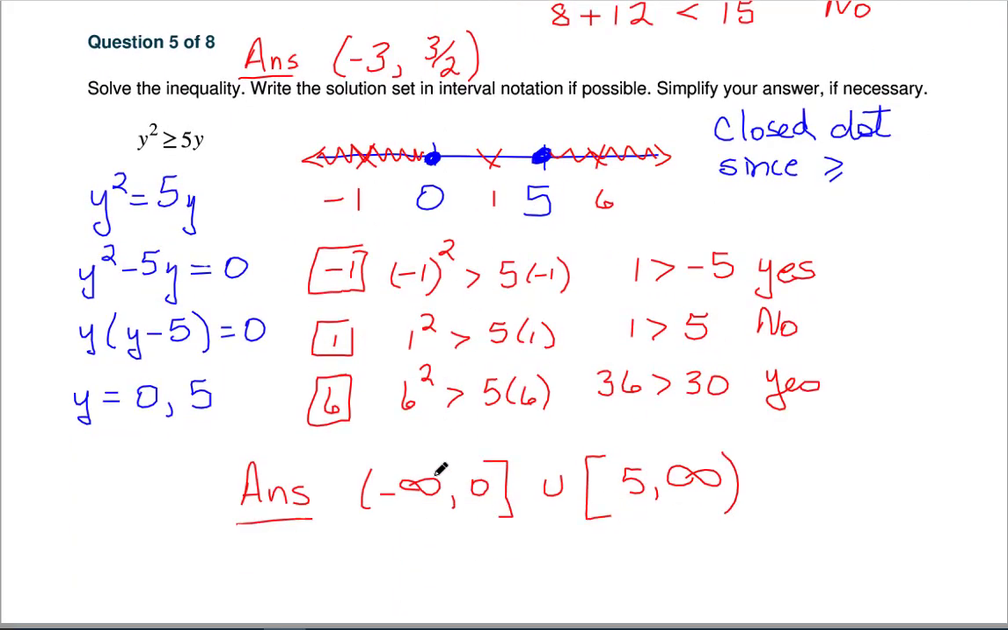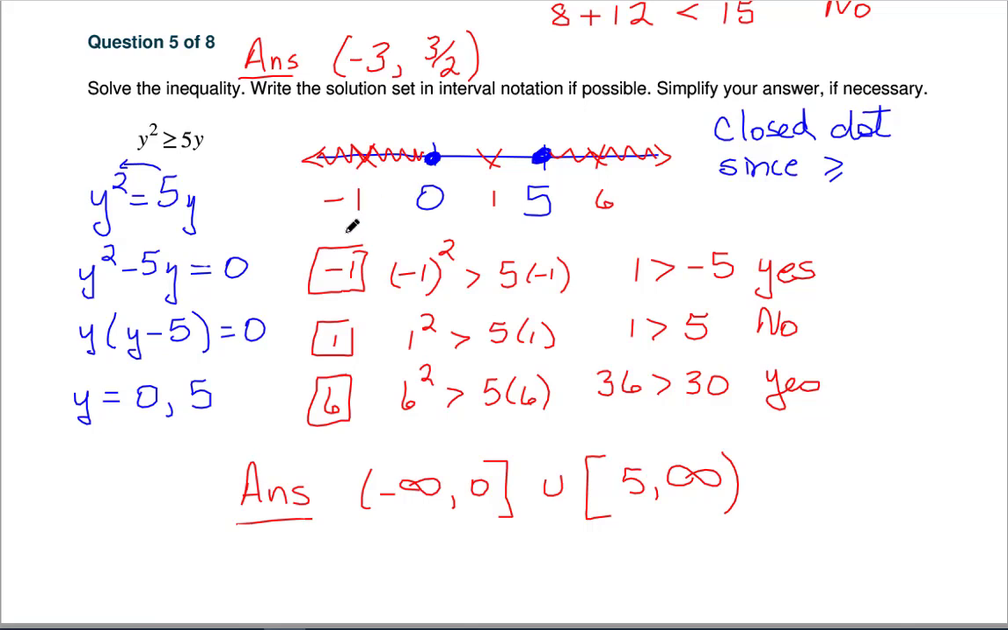In question 5, we set it equal first. Solve this problem. So I'm moving the 5y to the left. It does have a common y I can factor out. I set each piece to 0. So that gives me the 0 for the y. What makes this piece 0 is a 5, and so I'm plotting them on a number line. Because the inequality has an equals, these are closed-in dots.